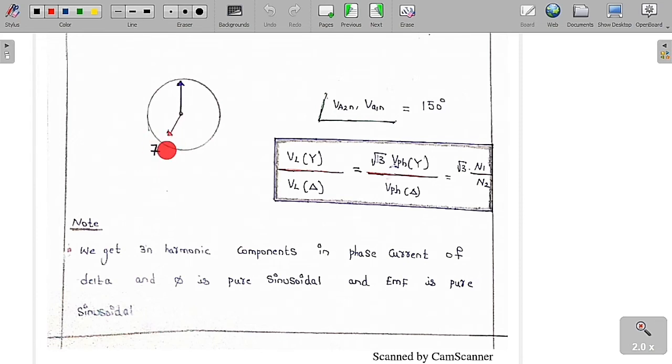It is leading. So you can see clearly the phase voltage of the low voltage winding is leading the phase voltage of the high voltage winding. So you can see clearly the time is 7 o'clock.